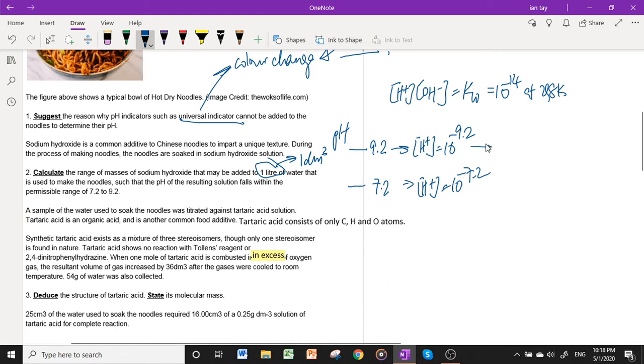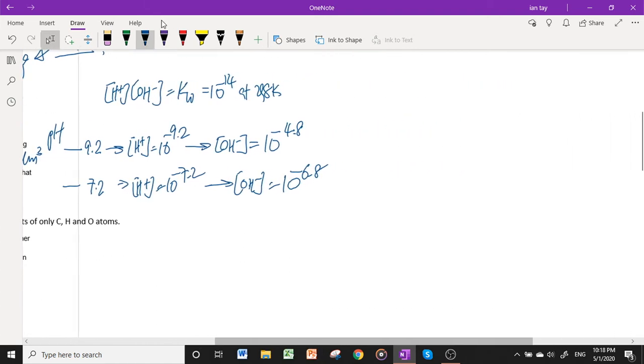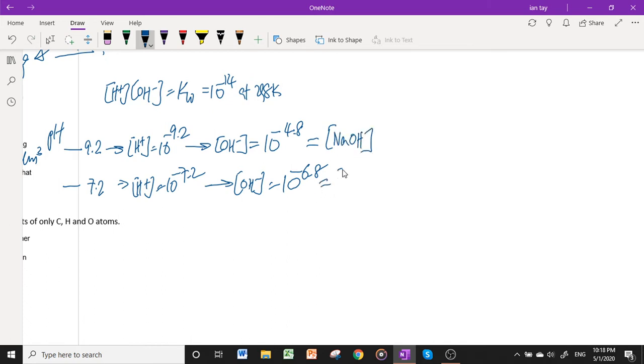So the concentration of OH minus would be 10 to the power of negative 14 divided by 10 to the power negative 9.2, which gives you 10 to the power negative 4.8 for this one, and 10 to the power of negative 6.8 for the lower boundary. Let me shift a bit more to the right, and then we can easily equate this to the concentration of NaOH. Why? Because NaOH is a monoacidic base, that means 1 mole of NaOH only gives off 1 mole of OH minus, because it's a strong base as well.